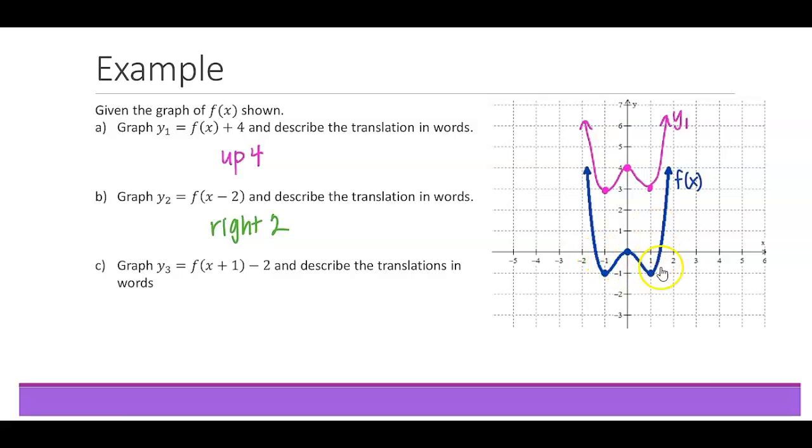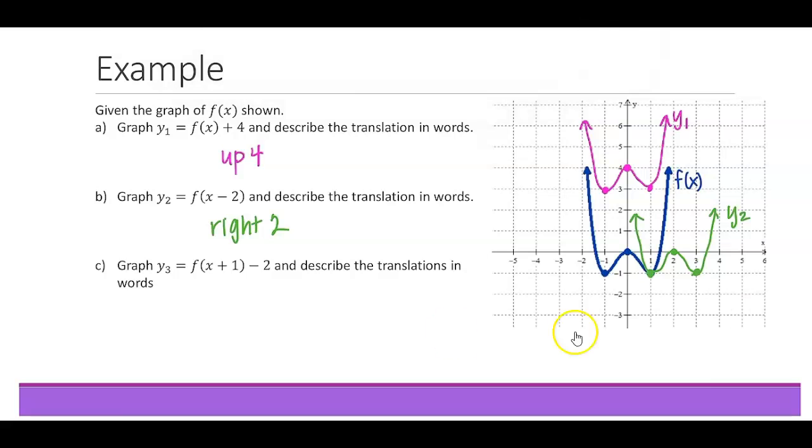And then again, we're translating the parent function f of x and moving everything to the right 2. So the point at -1, -1 will be at 1, -1. The point at 0, 0 will be at 2, 0. And the point at 1, -1 will be at 3, -1. And I want to do my best to retain the same general shape, that W shape. And then we'll label that the graph of y2.